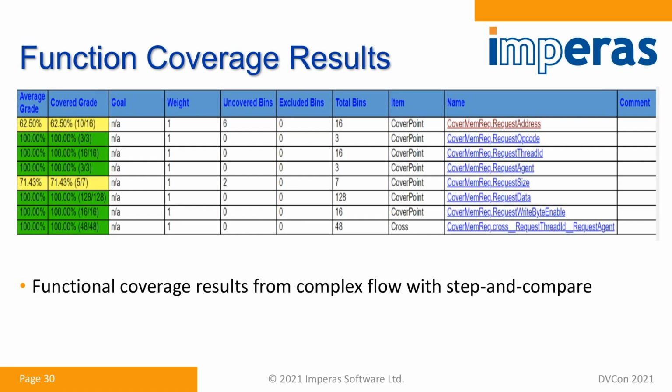Moving on to the more complex flow, we see some very interesting cover points and crosses on here. This sort of complexity in the verification environment cannot be covered using the simple step and compare flow. And here we're getting very high coverage, in this case showing 100% coverage for most of these, because we're using this complex flow, because we're able to support the asynchronous events.